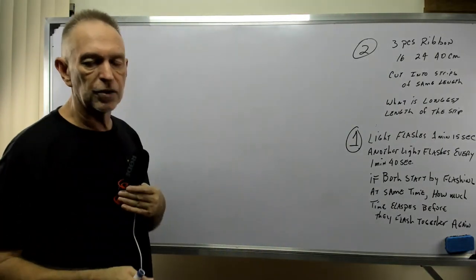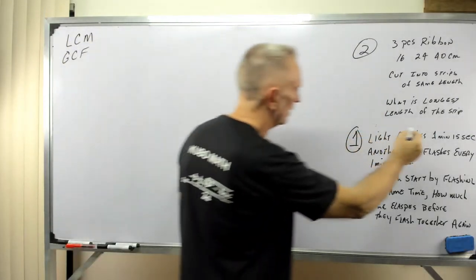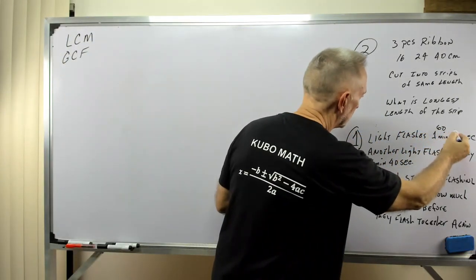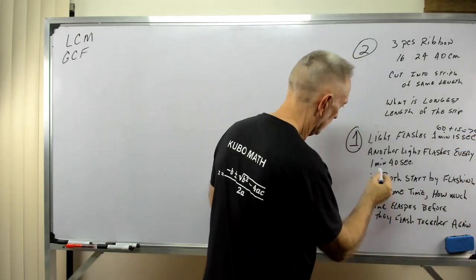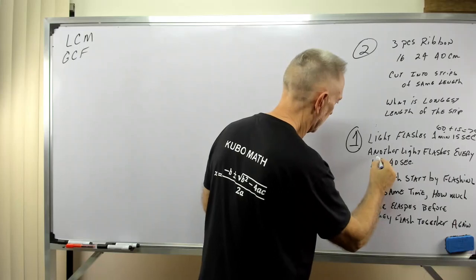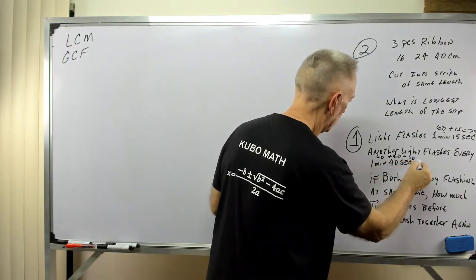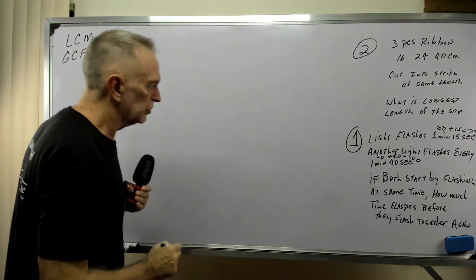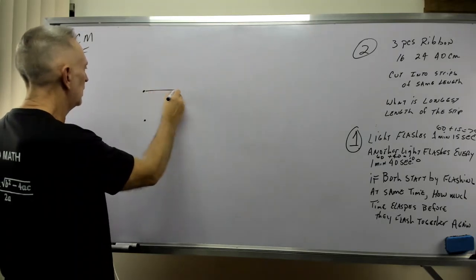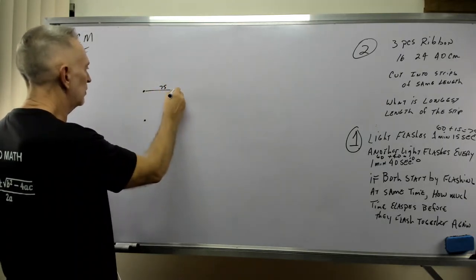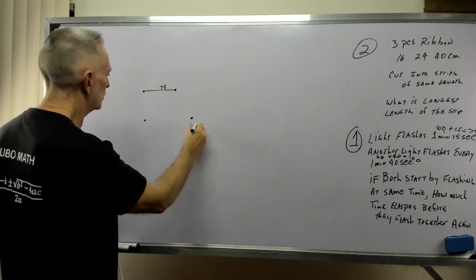Now, how many seconds are in a minute? 60. So we have 60 seconds plus 15, so that equals 75. And this one is 1 minute plus 40 seconds, so we have 60 seconds plus 40 equals 100. So one of those lights, if they both flash at the same time, 75 seconds later this one's going to flash. This one is going to be 100 seconds.